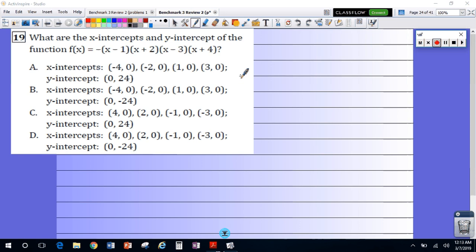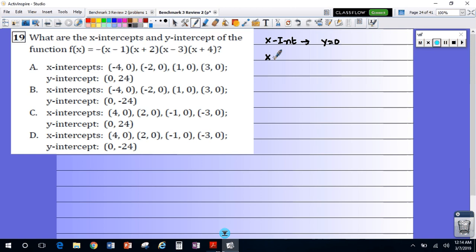In problem number 19, what are the x-intercepts and y-intercepts of the following function? If you want to find the x-intercept, then you plug in y equals 0, right? So what do you get if you plug in y equals 0? It means each factor we have to equal to 0.